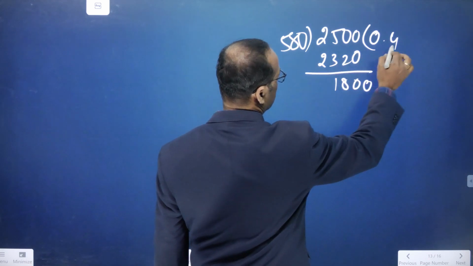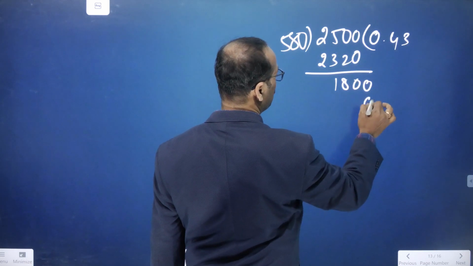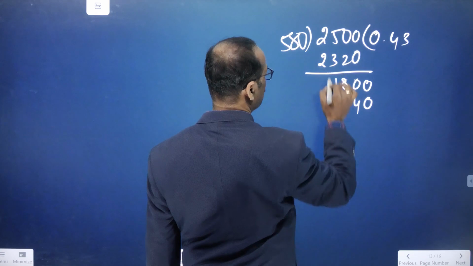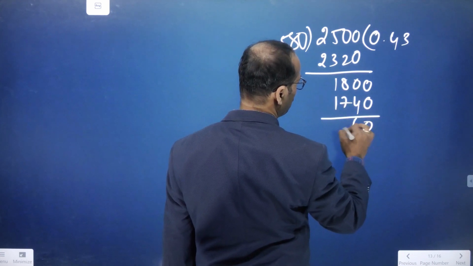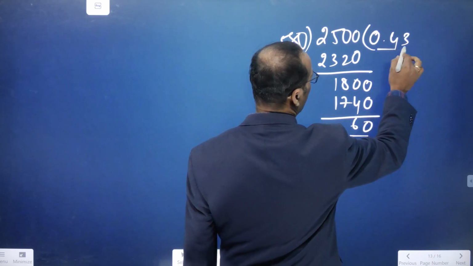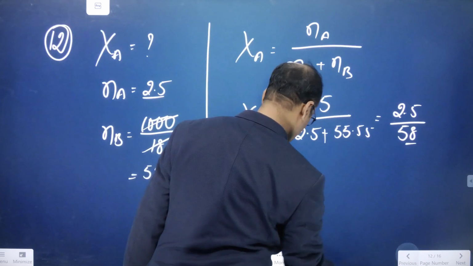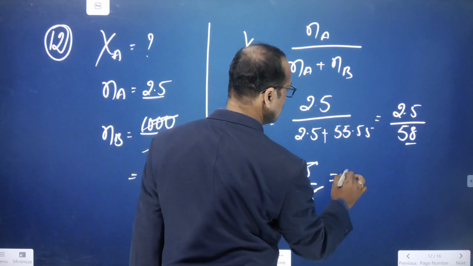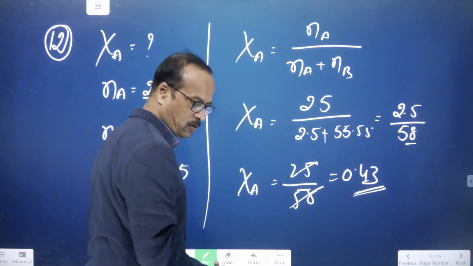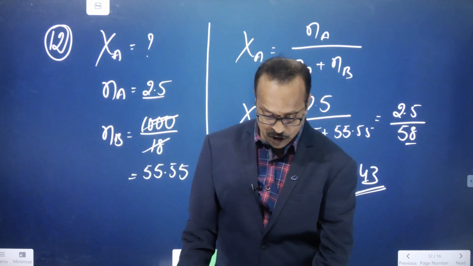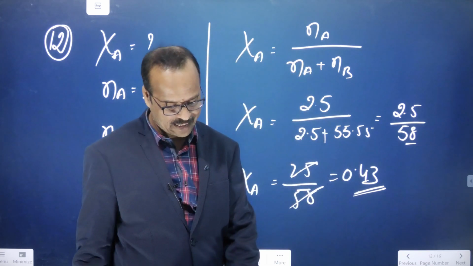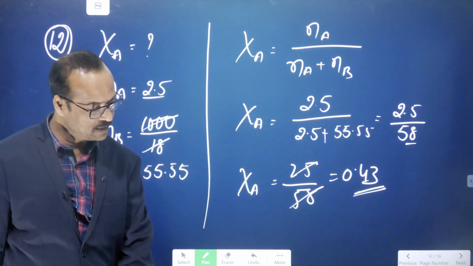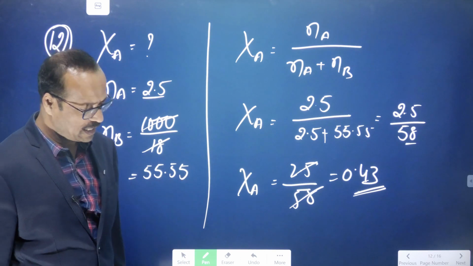I'll put 0. Now 5 4s are 20, 5 3s are 15. 3 8s are 24, 2, 3 5s are 15 plus 2, 17. So 0 6, 60 I'll get. So 0.43, I got the answer. If I cancel 2.5 by 58, I'll get 0.43. Check whether the option is there or not. Yes, the second option is 0.43. Can you see the second option? Right? So like this you can solve the problem.